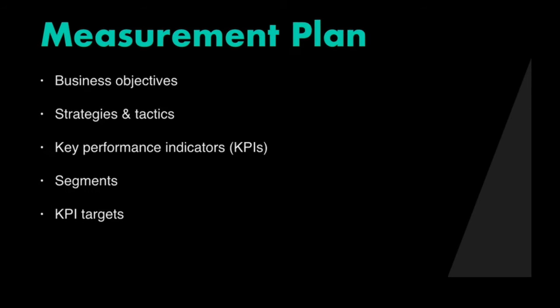Now, once you've defined your macro and micro conversions, you can start putting together your measurement plan. And this is how you begin to align those objectives with what you'll be setting up in Google Analytics. Your measurement plan will include your business objectives, the strategies and tactics that are going to support that objective, your key performance indicators. These are what you're measuring on the success of those strategies and the tactics that you've applied, as well as the segments that'll help you understand what's driving success.